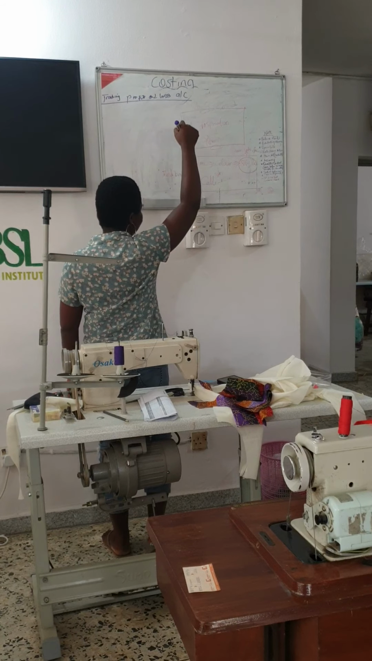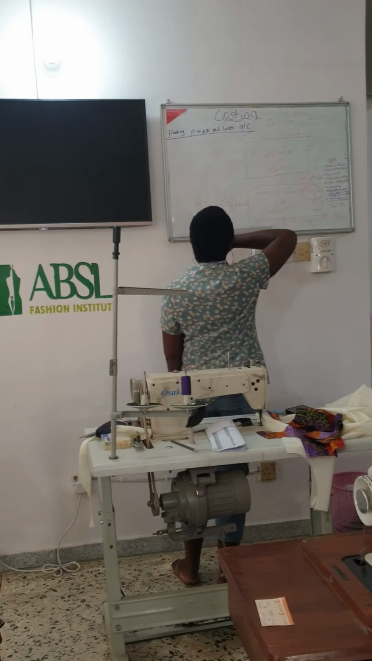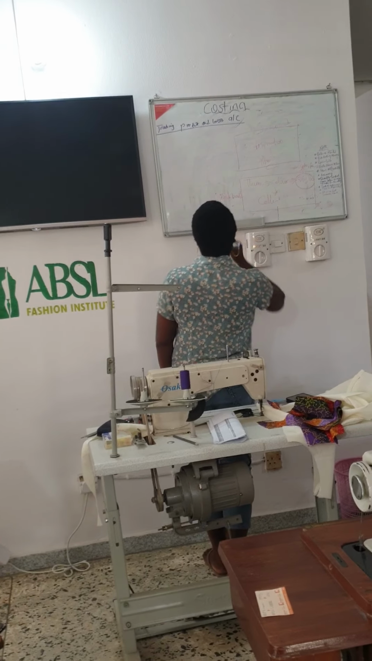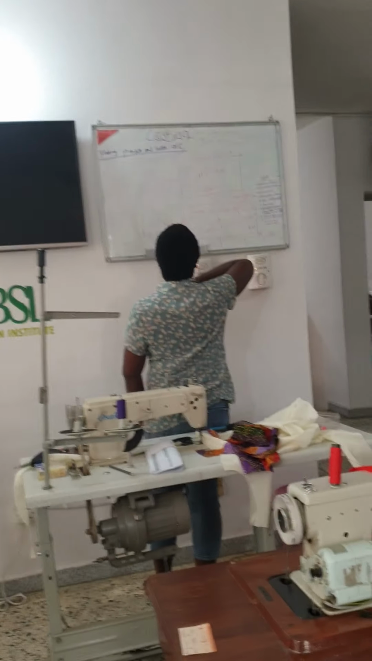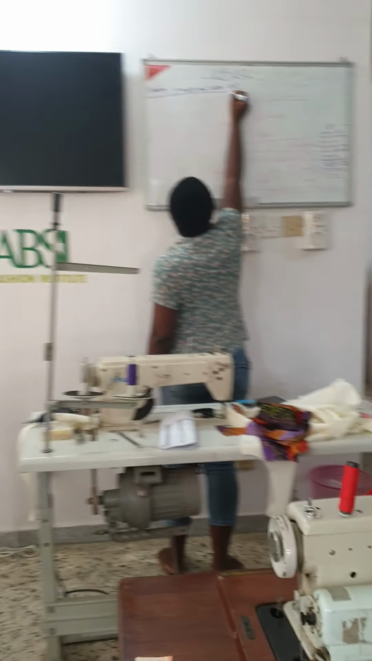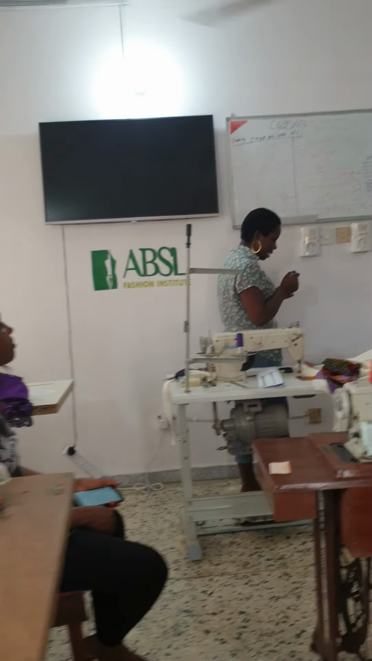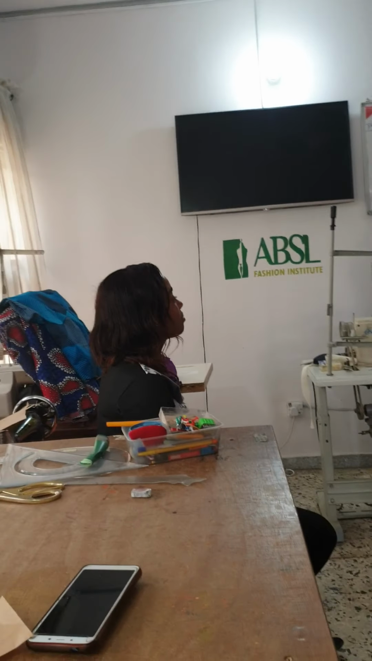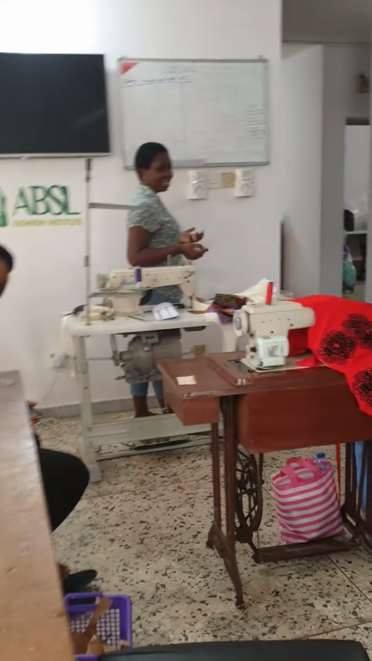Now, the first part of this account is the trading account. Make it simpler for us. Okay, I'll make it simple. Don't turn us into accountants. Okay, let's just say you're making garments. The trading aspect is going to be your production of garments, your direct cost.